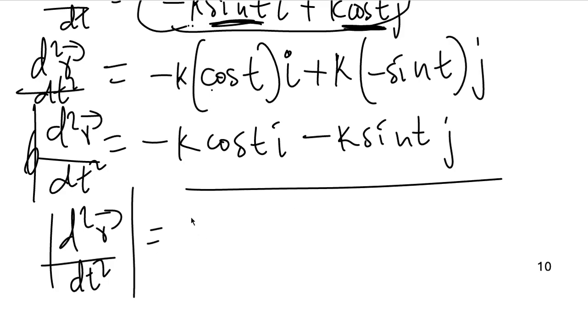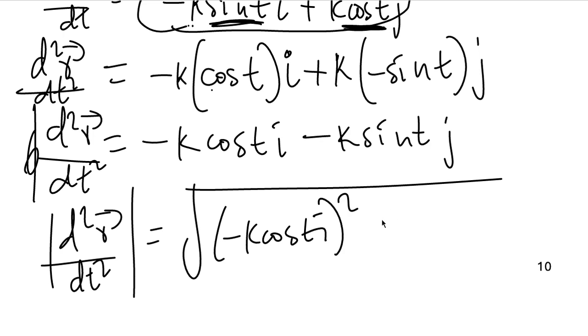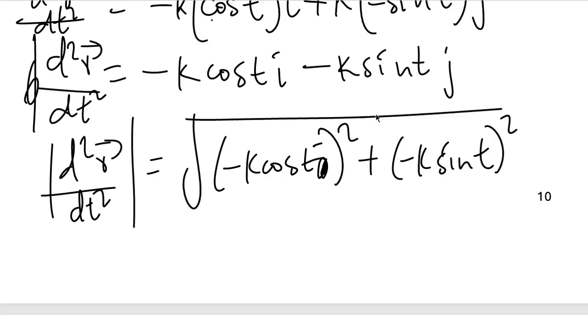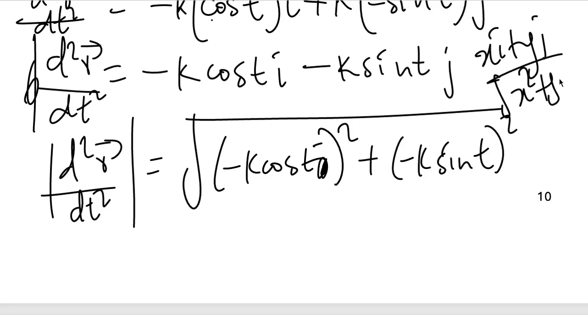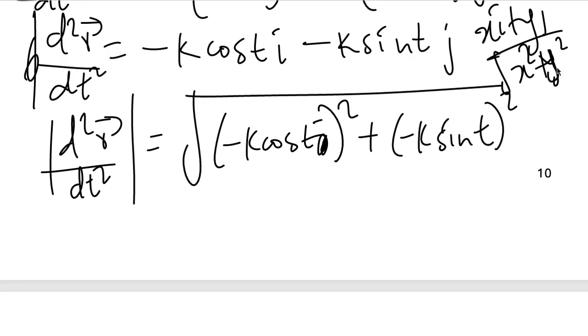The square root of negative k cos t i squared. Okay, sorry, that's k cos t squared, because we are taking the magnitude, plus negative k sine t all squared. Because if we have a vector xi plus yj, the magnitude is going to be what? Square root of x squared plus y squared. We are taking the i and the j components.